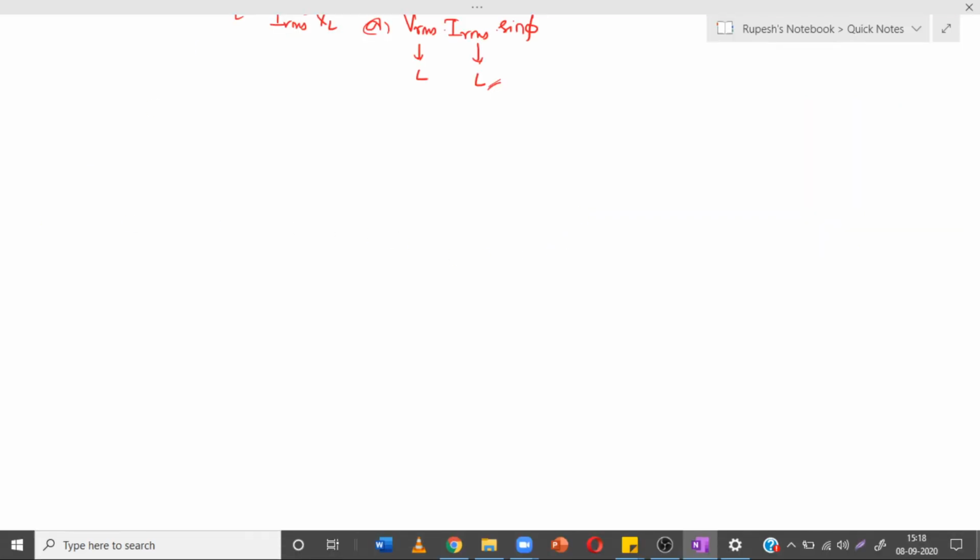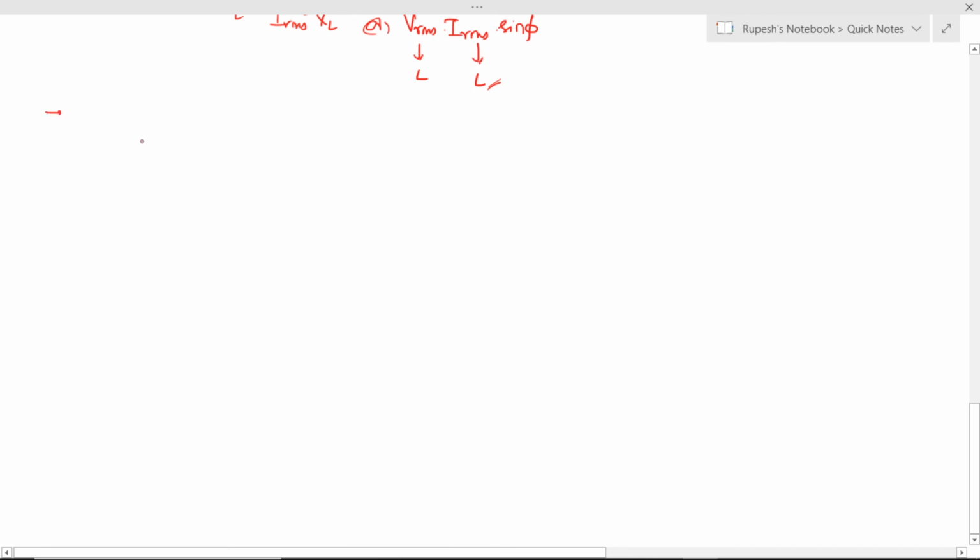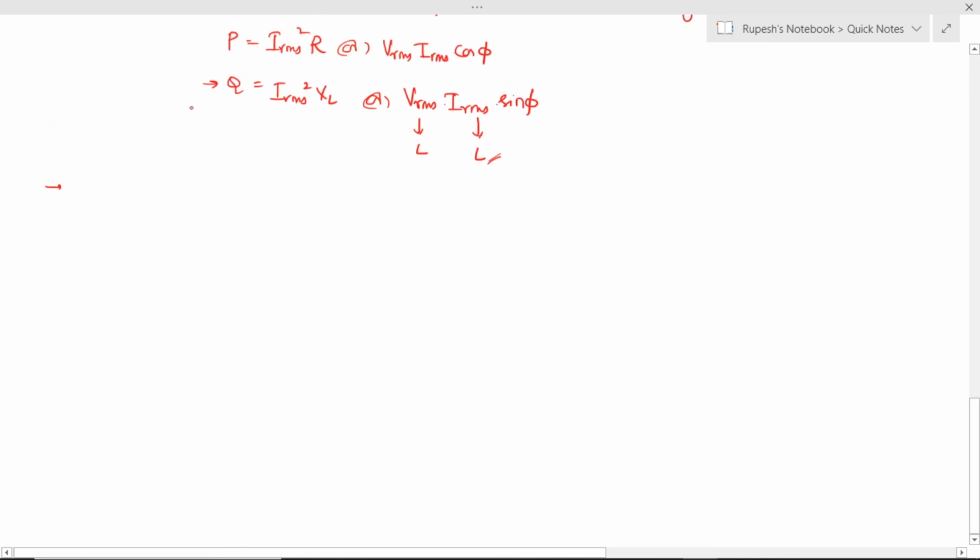Okay, next. So we have seen about P and Q. P is the real power and Q is the reactive power. So one more term is there. S is known as complex power. Complex power is P plus or minus jQ. If you take P plus jQ, Q is positive for an inductor and Q is negative for the capacitor. And apparent power is denoted by mod S. It is given as root of P square plus Q square.